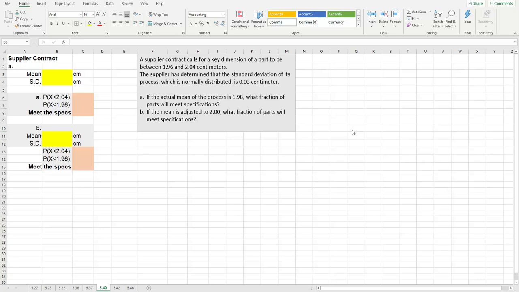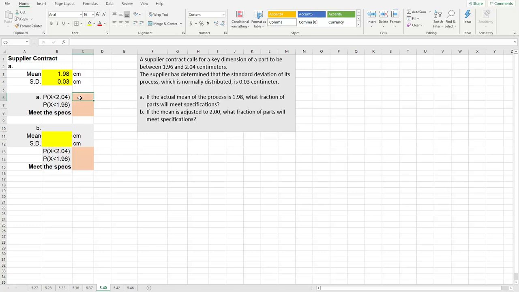Now in the second question, we have a supplier contract calls for a key dimension of a part to be between 1.96 and 2.04 centimeters. The supplier has determined that the standard deviation of its process, which is normally distributed, is 0.03 centimeters. If the actual mean of the process is 1.98, what fraction of parts will meet specification? So for part A, our mean is given to be 1.98 and our standard deviation is 0.03.